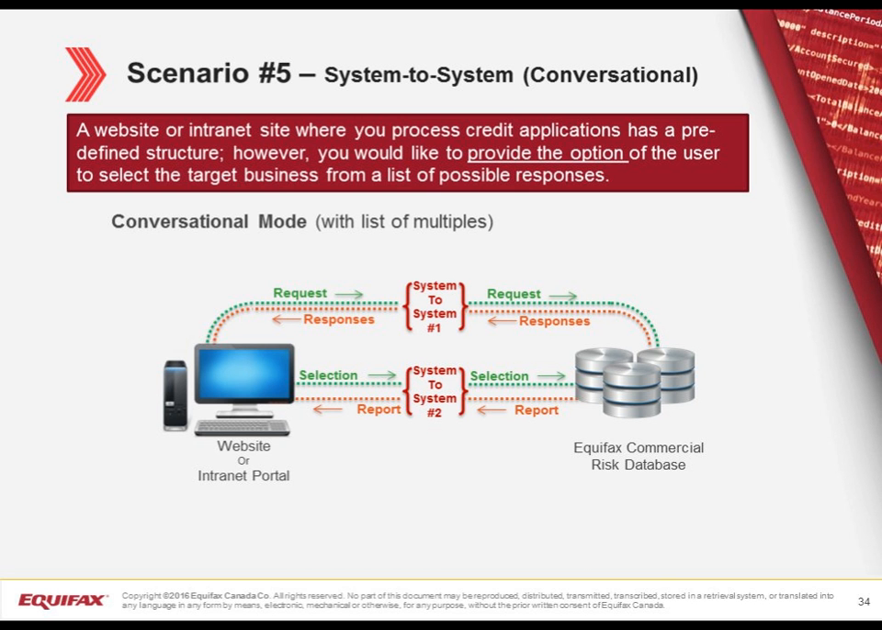From there, the website or internet portal will prompt the user to make a selection. And that selection is then sent back through to Equifax as part of a second call, where Equifax returns and processes that business credit report for the decisioning process.